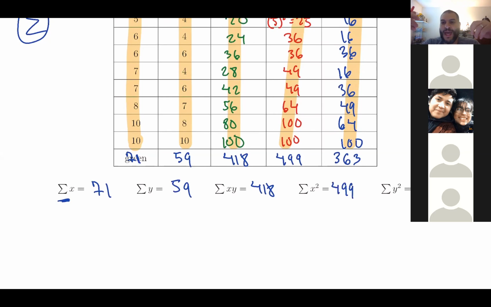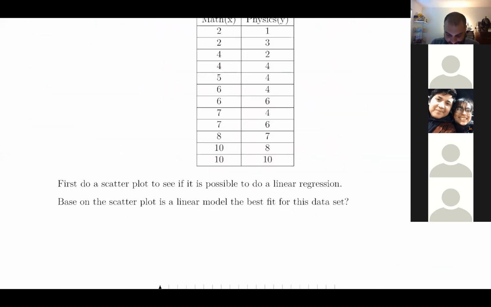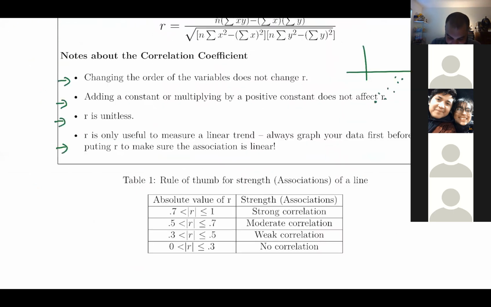Lastly, what's my n value? How many total points do I have? 12. Oh, there you go. Perfect. All right, so we're all good now. Let's go ahead and get the formula. I'm going to copy and paste this formula.